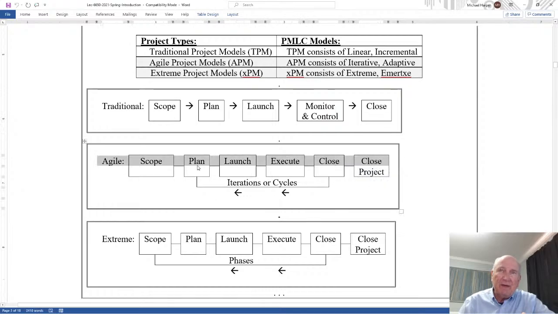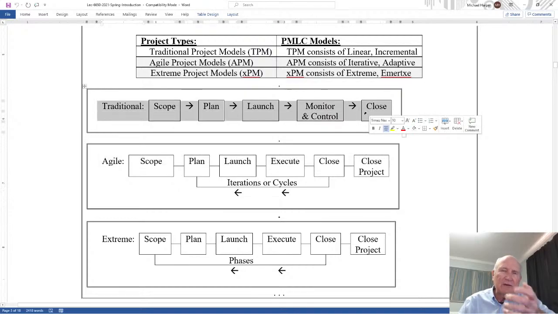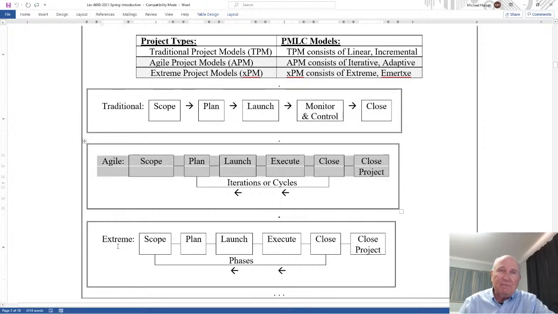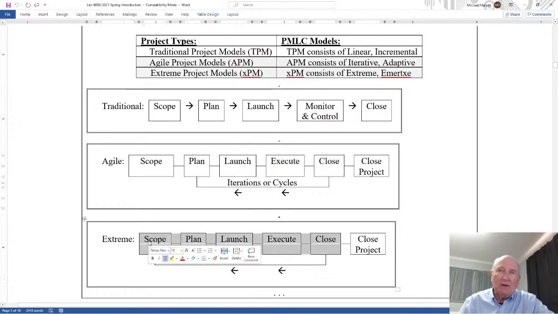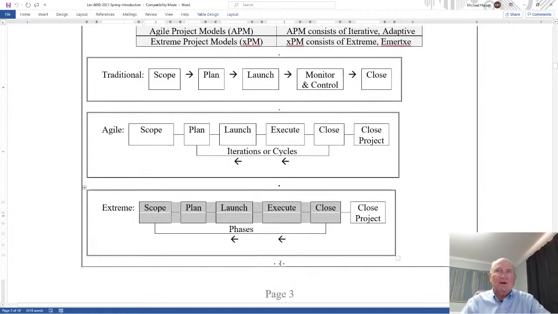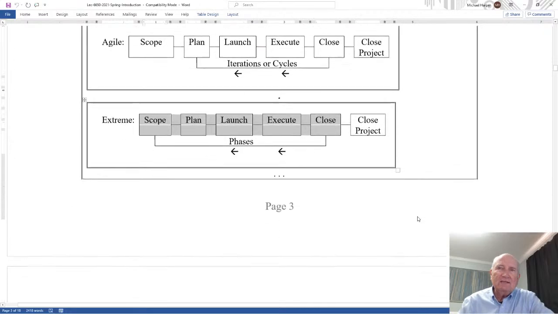And notice there's a feedback. There's not a feedback in the traditional models, but there is a feedback in the agile, and there's a feedback in the extreme. But notice the feedback here is to the plan part, the feedback here is to the scope part, and there's where the differences are. And that's much more practical, especially today. Okay, now let's get into the material.